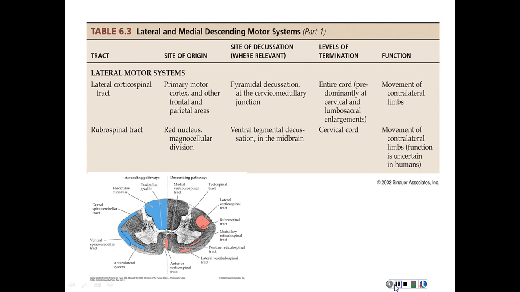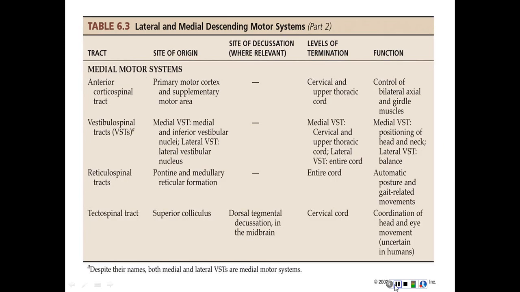The medial motor pathways comprise anterior corticospinal, and there it is right down here. Again, it's bilaterally situated, and you can see it gets its name by its anterior positioning within the cord. And its helper pathways are things like the vestibulospinal tracts.